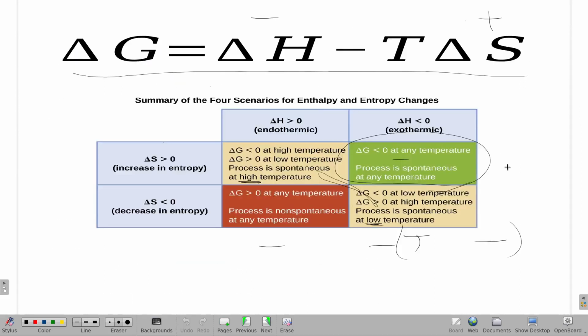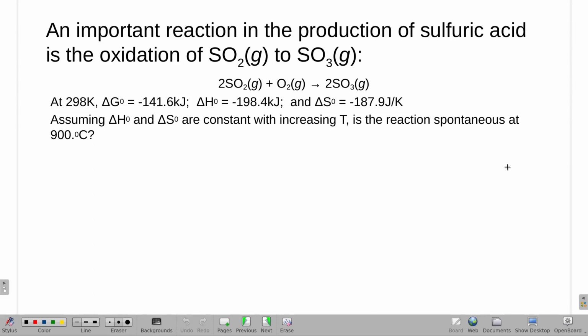Alright, let's do another one of these and actually apply it. We're going to look at one that I've calculated some delta H's and delta S's, so we're just looking at the values. It is just the reaction of SO2 and oxygen to give SO3, and I've got the equation right there.